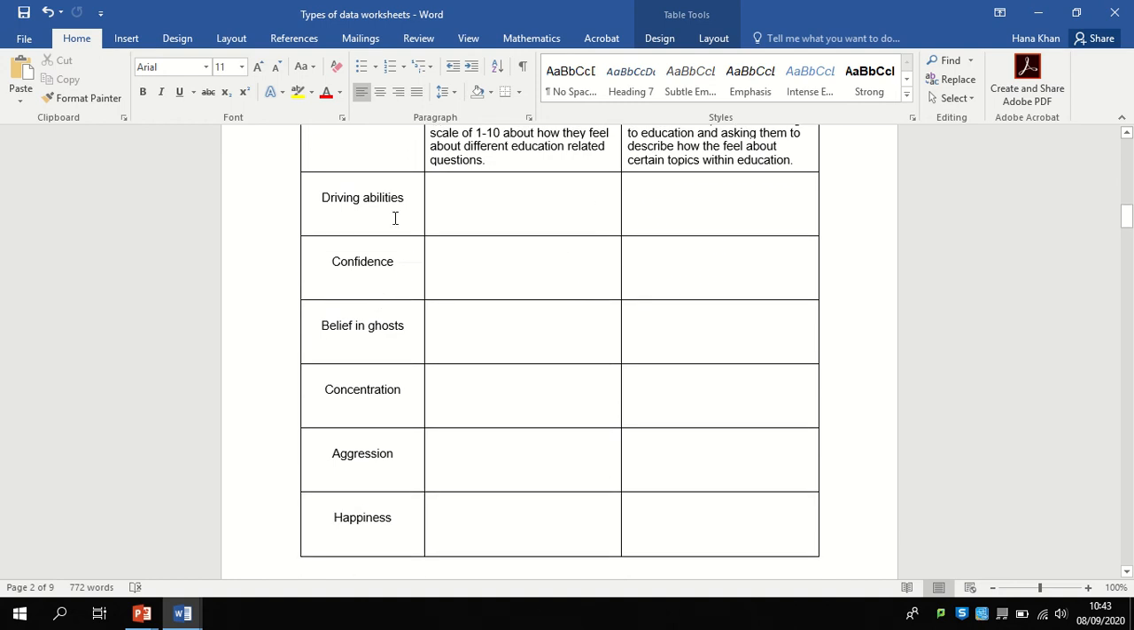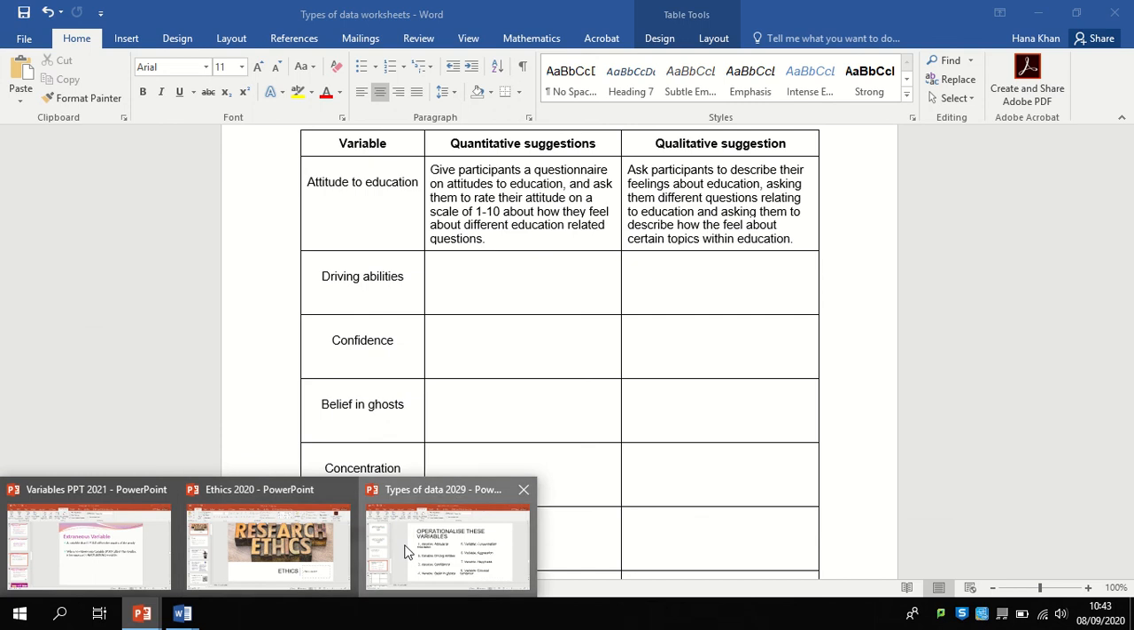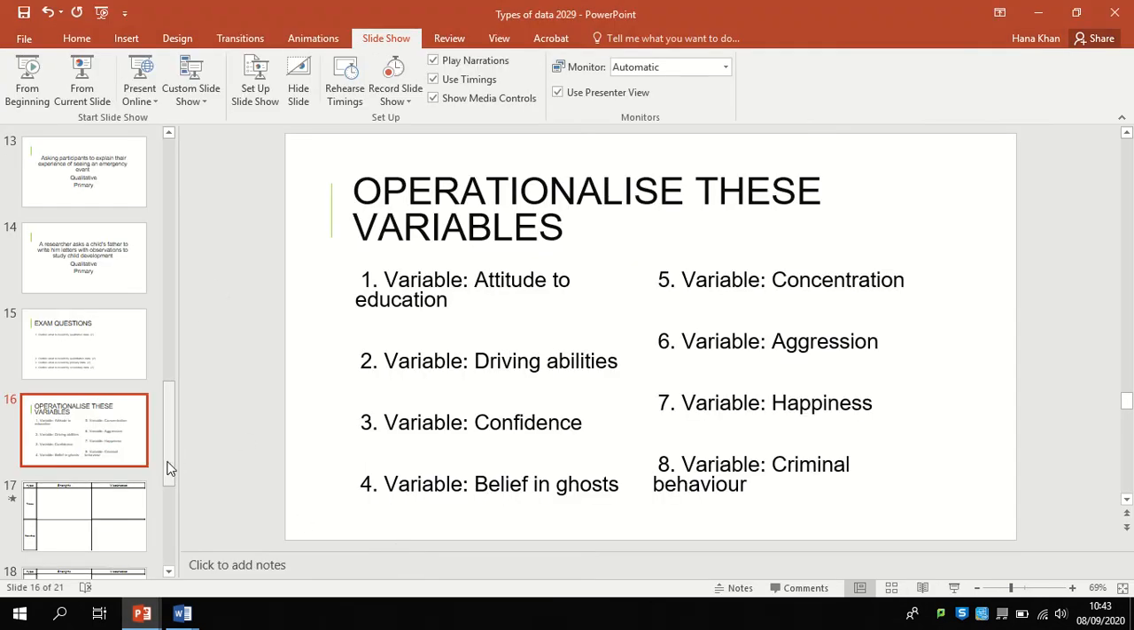Now I want you guys to have a go at all of these and see if you can find a way to measure it quantitatively and a way to measure it qualitatively. So pause the video, have a go at all of these, and then we'll move on to the next bit.